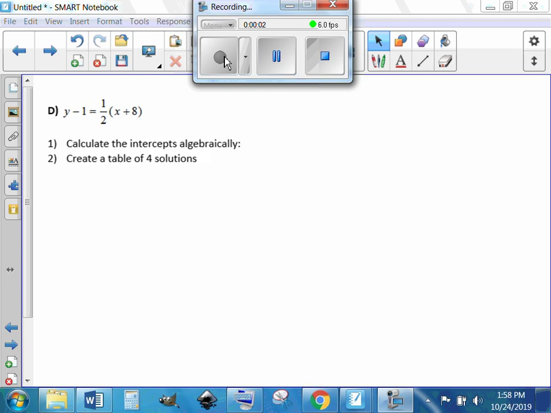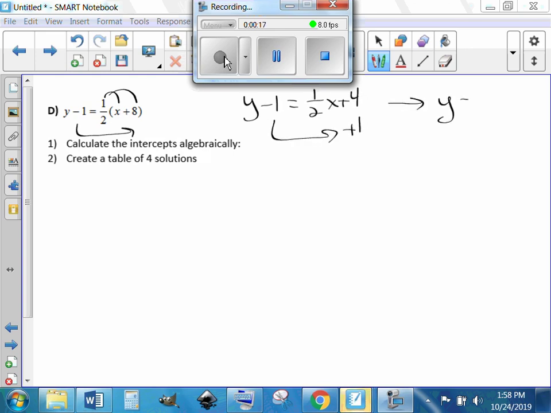Before working any of D, I'm first going to simplify this equation. I'm going to distribute the 1/2, and then I'm going to move the 1 over. So this would be y minus 1 equals 1/2 x plus 4. Then when I add the 1 over, this would turn into y equals 1/2 x plus 5. I'm going to use this equation just because it looks simpler.